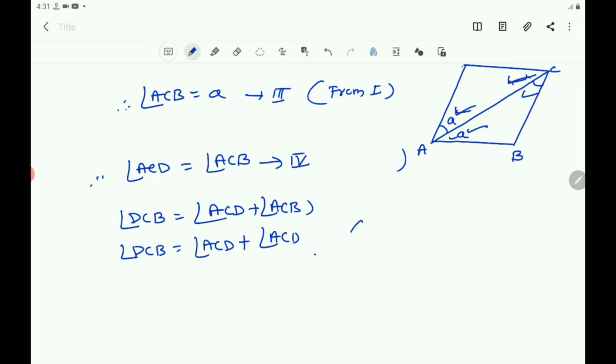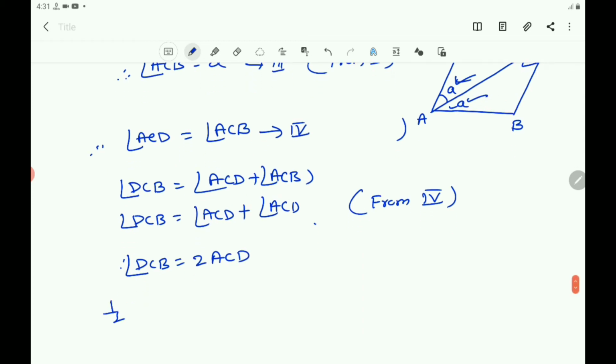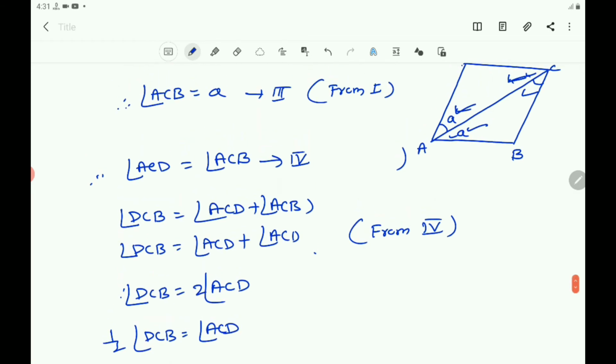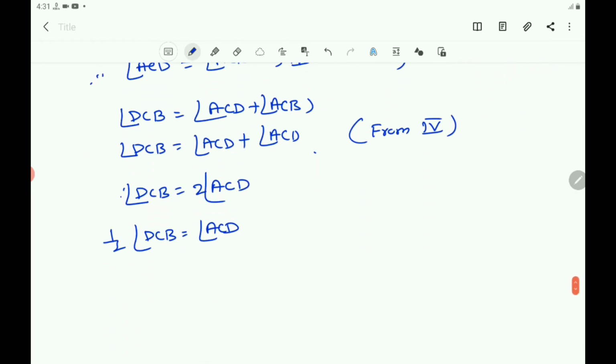Consider this the fourth, and the reason we give is from fourth. Therefore angle DCB equals twice angle ACD, so half of angle DCB equals angle ACD. So angle DCB is bisected by AC. Therefore AC bisects angle C.